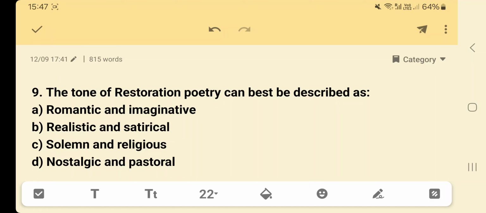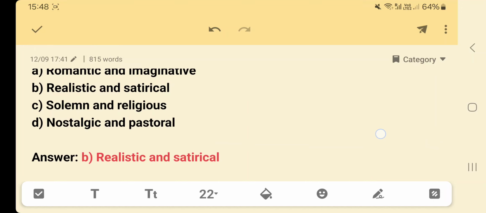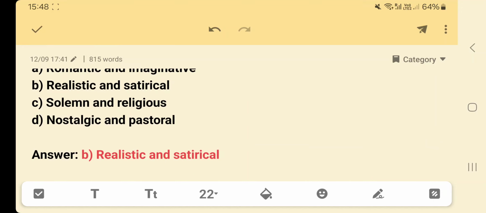The tone of Restoration poetry can best be described as option A, romantic and imaginative. Option B, realistic and satirical. Option C, solemn and religious. Option D, nostalgic and pastoral. Answer: option B, realistic and satirical.